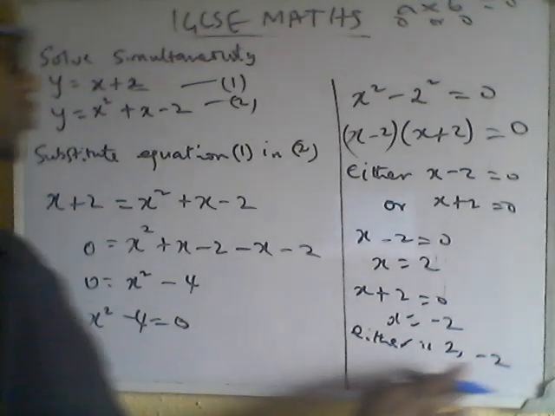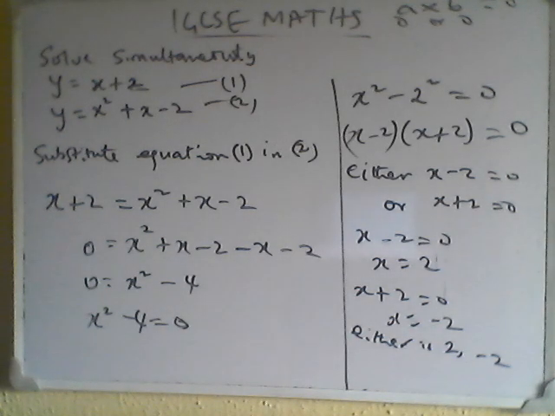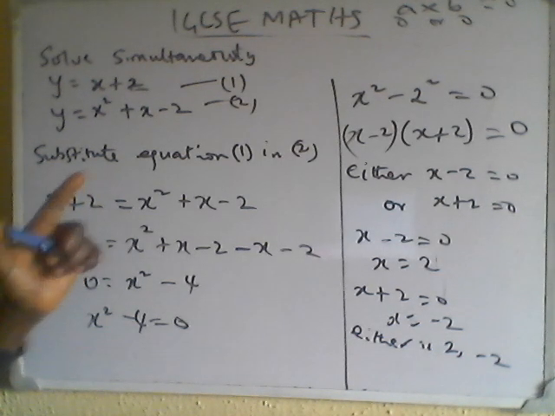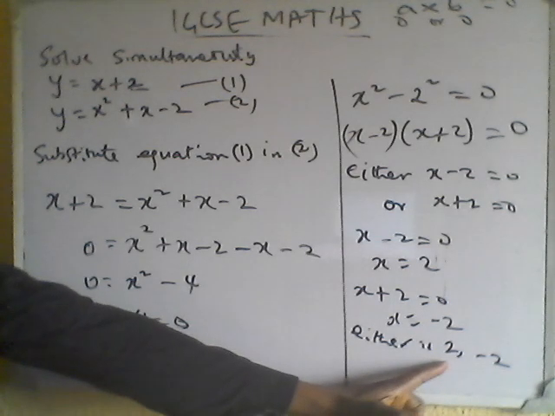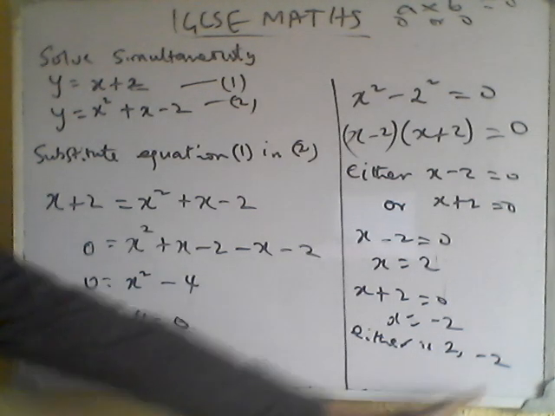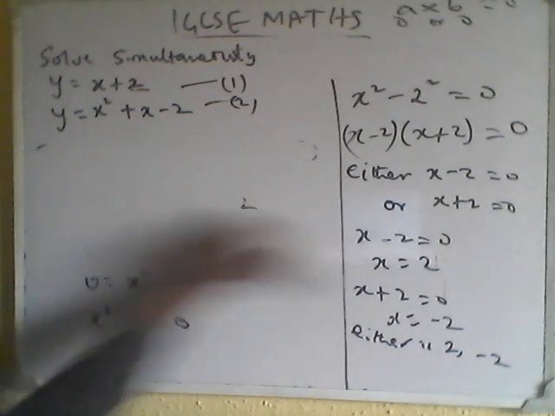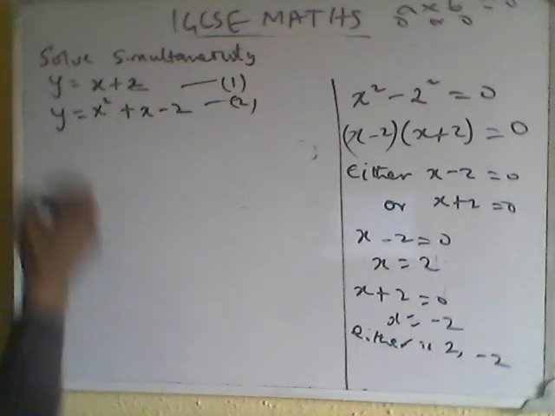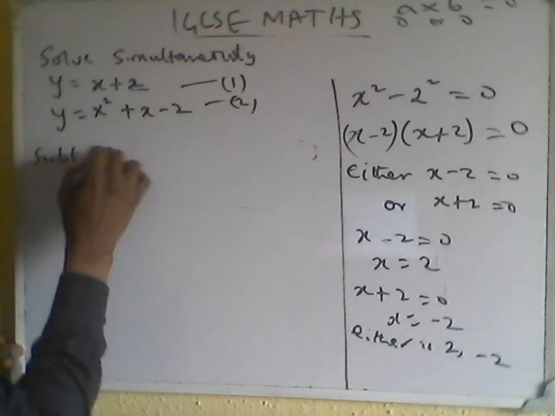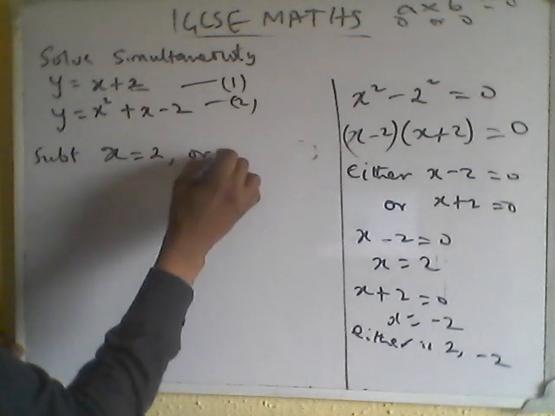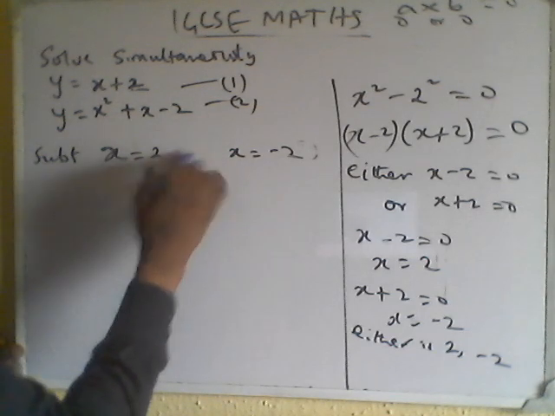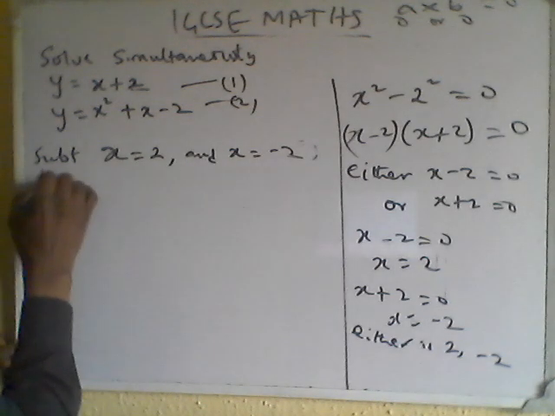Now, this is not the full solution, because I will also have to get y. It is a simultaneous equation, so I'm going to be solving for those two variables, x and y. I will now put the corresponding value of x for these two situations, where x is equal to 2 or x is equal to minus 2, in any of the equations. Of course, I will just choose the simplest one, the first one. So I'll substitute x is equals to 2 or x is equals to minus 2 correspondingly in equation 1.